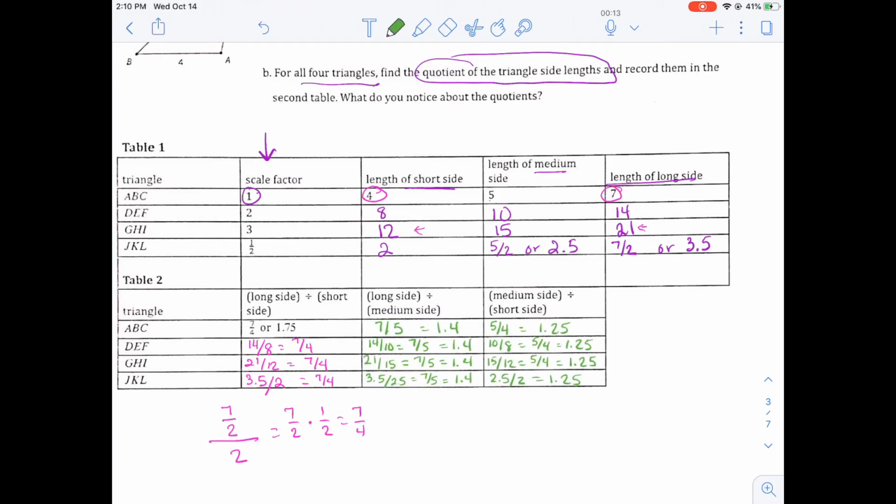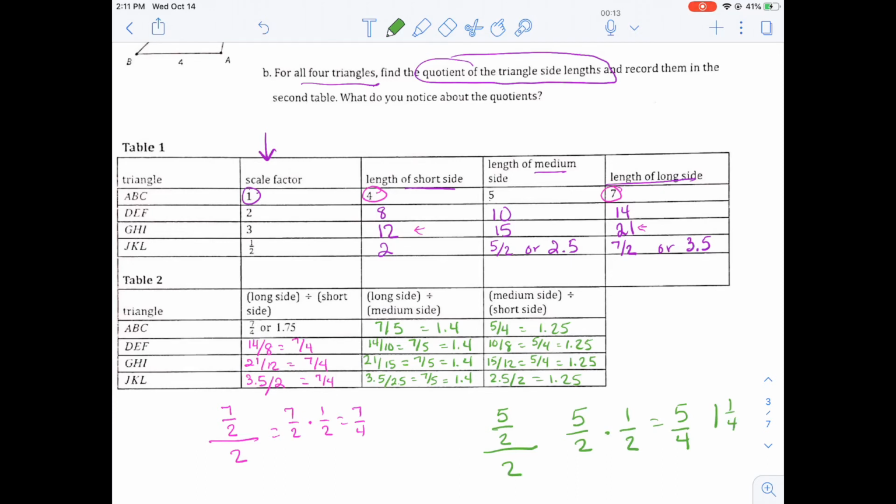So now we look and see, how did you do? When you did your long side divided by your medium side, you should have gotten 1.4 for all the quotients. They all simplify down to 1.4. And then medium side divided by the short side, you got 1.25 when you simplify them down. And you can do that with the calculator, or you notice they're all 5/4. If you had trouble getting the last one to be the 2.5 divided by 2, that's the same thing as 5 halves divided by 2. And we can think about that as 5 halves times the reciprocal of 2. Then we multiply straight across and we get 5/4. So it's the same thing as 1.25, or 1 1/4.